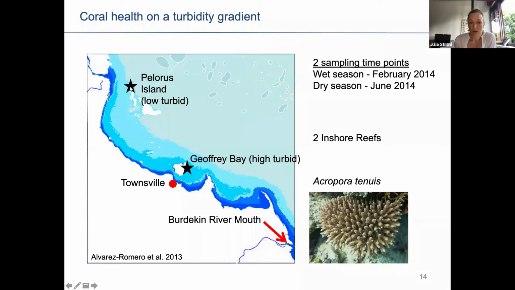I also investigated physiological traits of corals here at Pelorus Island, which is a low turbid reef site, so you can see that it's still exposed to the flood plumes of the Burdekin River. And then I also looked at the performance of corals at Davis and Rip Reef, which are 2 corals more offshore, like 50 to 65 km offshore, and distant from the flood plumes.